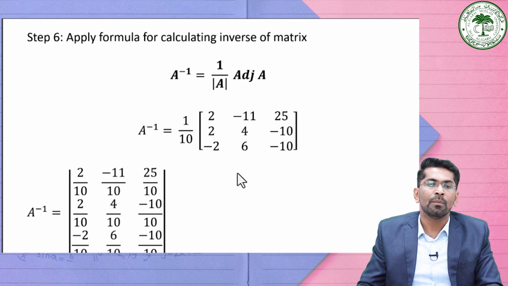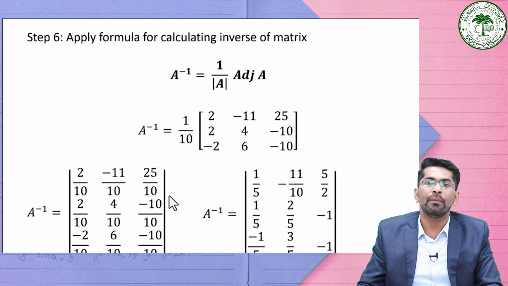Then it will become 2 divided by 10, minus 11 divided by 10, 25 divided by 10, 2 divided by 10, 4 divided by 10, minus 10 divided by 10, minus 2 divided by 10, 6 divided by 10 and minus 10 divided by 10. So the denominator will become 10. Now we can simplify these particular elements.